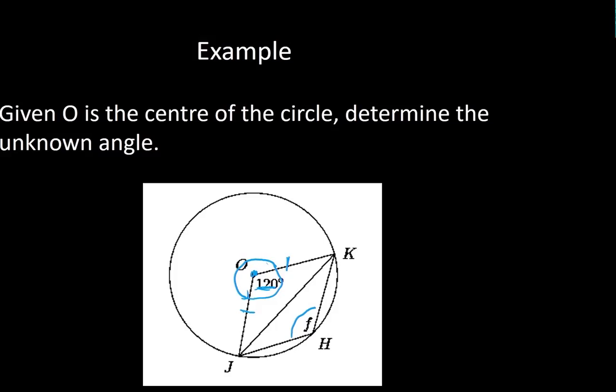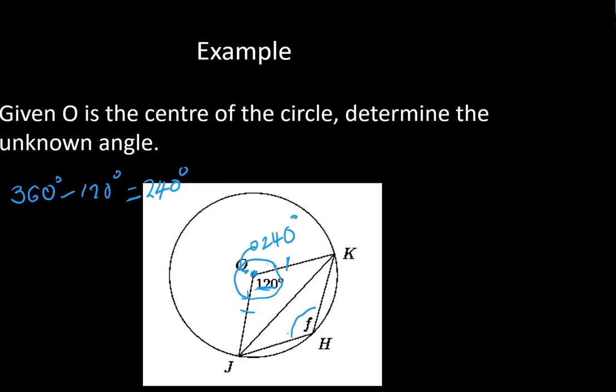So therefore, to find my reflex angle, I'll say it's going to be 360 degrees minus 120 degrees. And the reason there, I'm not going to put the reason in, but remember there is a reason. The reason there is angles around a point. So 360 minus 120 will give me 240 degrees, which means this reflex angle is 240 degrees.